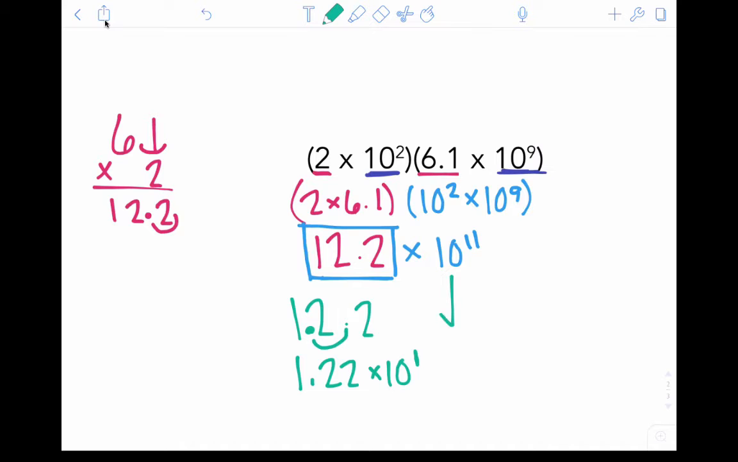And now I'm going to bring down this times 10 to the 11th. And I will multiply my 10 to the first times 10 to the 11th. So my answer becomes 1.22 times 10 to the 12th.